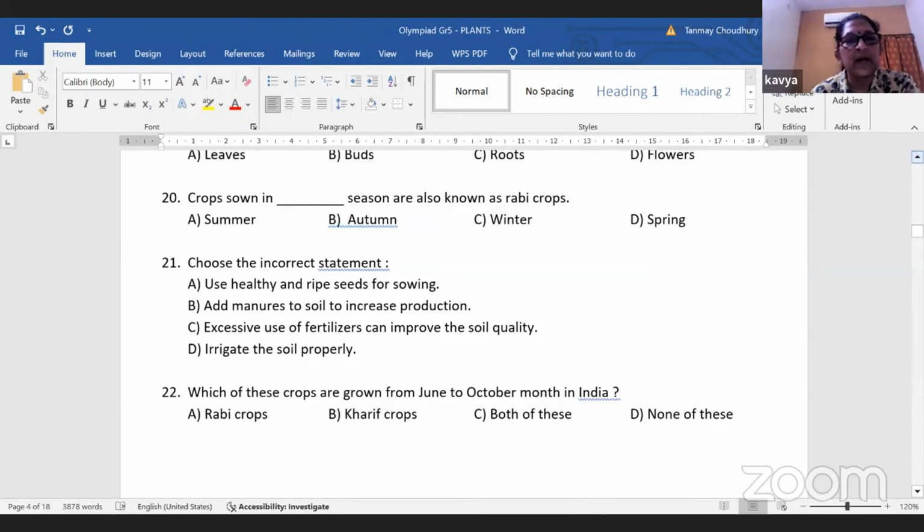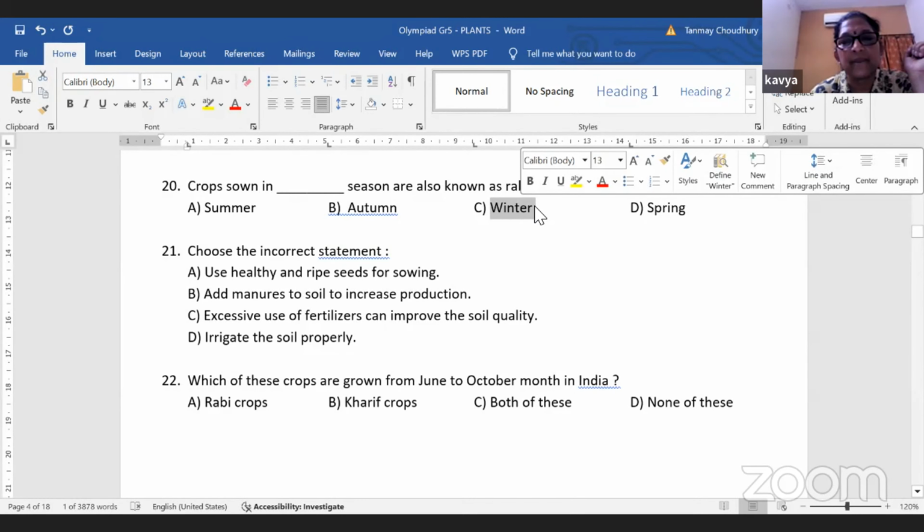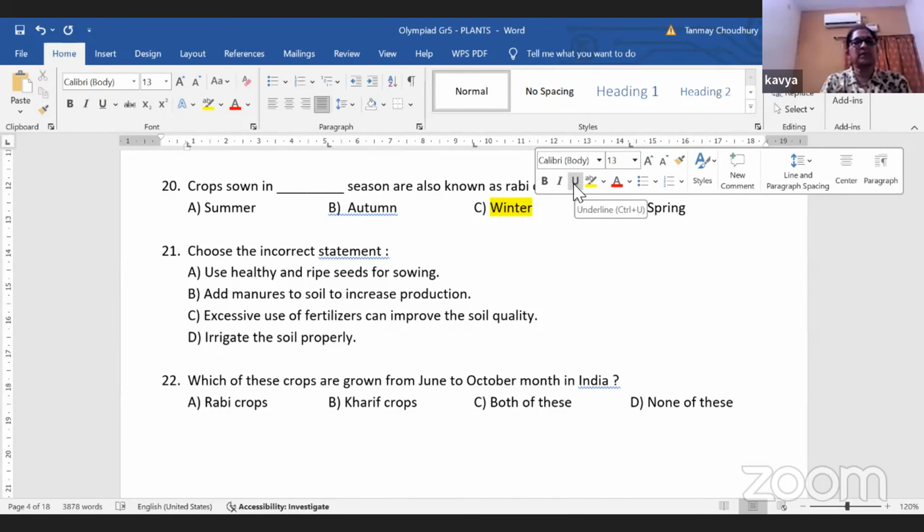Okay, next. Crops sown in dash season are also known as rabi crops. So when are the rabi crops grown? The Kharif crops are known as monsoon crops. They're grown in rainy season, and rabi crops are grown in winter season. So crops grown in winter season are rabi crops.